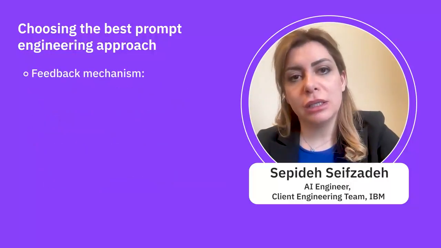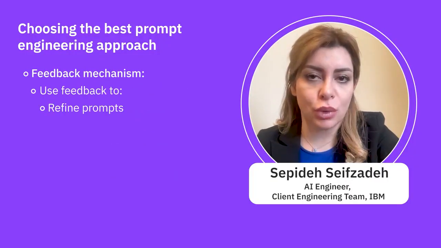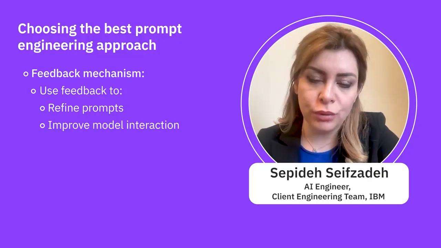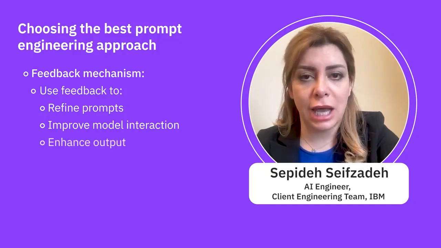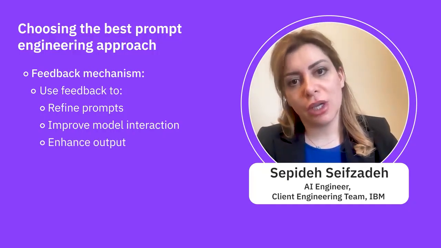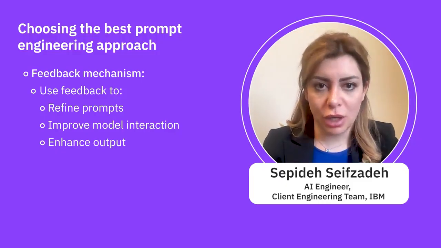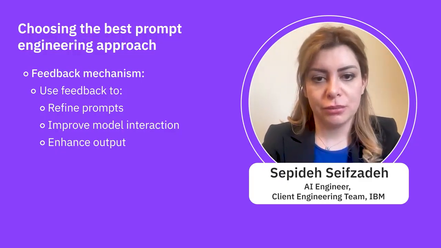The feedback mechanism, so that we can learn about how the response is provided with the specific prompt, to improve the way that we interact with the model and enhance the output that it generates. So these are some of the considerations that we want to consider when choosing the right prompt engineering approach.